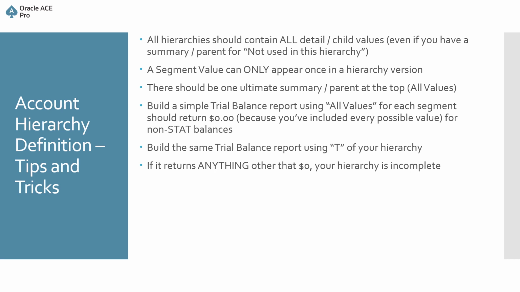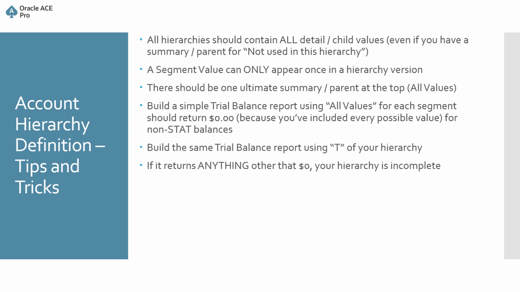As we continue with our hierarchies, a segment value can only exist once in a hierarchy version. So I can't say intercompany goes here and there. Intercompany can be in one place or the other. Intercompany payables can roll up to payables. Intercompany receivables can roll up to intercompany receivables. But if I have a single intercompany value, it can only exist in that example, payables or receivables. Something to be cognizant of. Maybe you just have a separate section for intercompany. I digress. But you're looking for that kind of value.